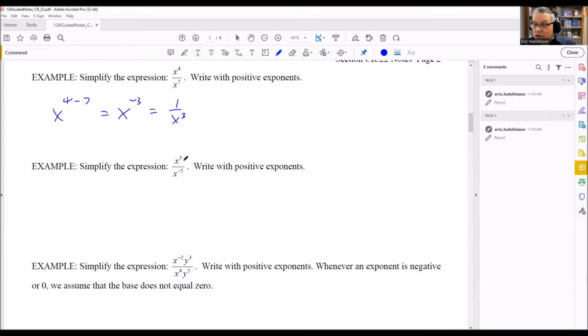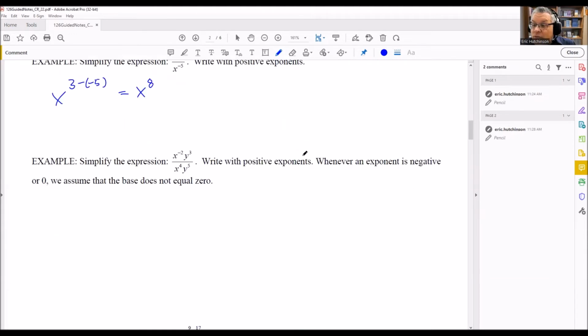For this next one, again, it's top minus the bottom. Okay, we have x, and then we have 3 minus negative 5, which gives us x to the 8th. This is already a positive exponent, so we don't have to do anything like the previous problem, because we only had to do this rule when we have a negative exponent. But if you have a positive exponent, nothing else you have to do there. That would be your answer.